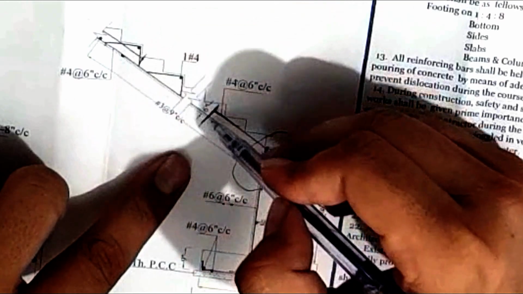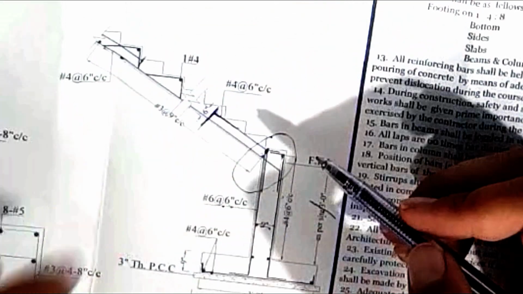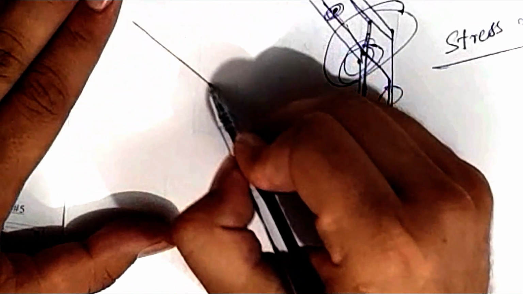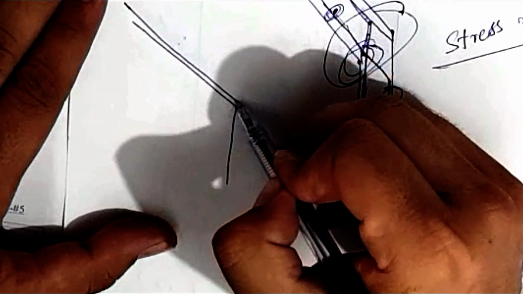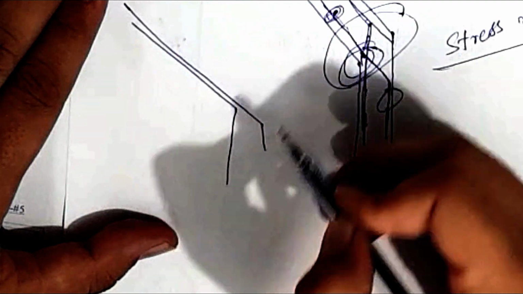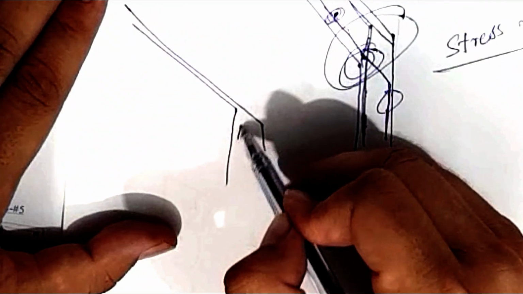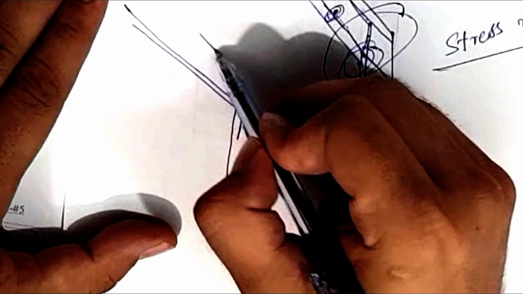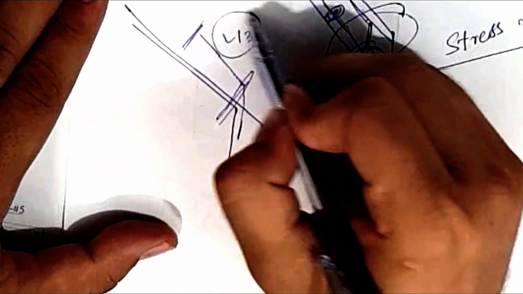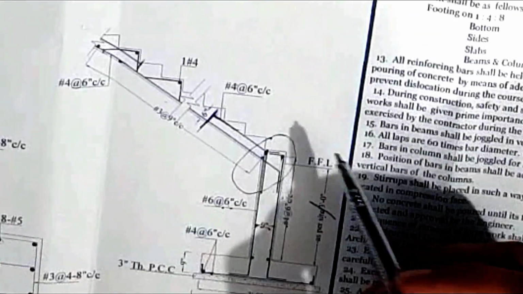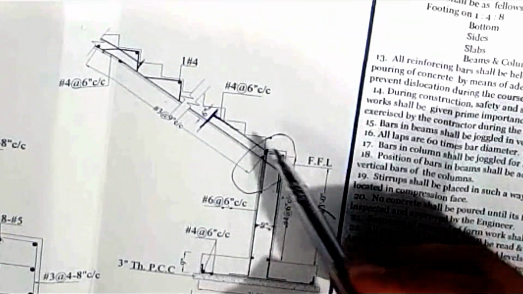And you can see this bottom bar is throughout. Okay, so this means that the positive bar, like if I show you the slab, the positive bar will be throughout the slab. Okay, and the negative bar will start from here and will end at L by 3. Okay, L by 3 from the joint. So this is the typical detail of this stair.